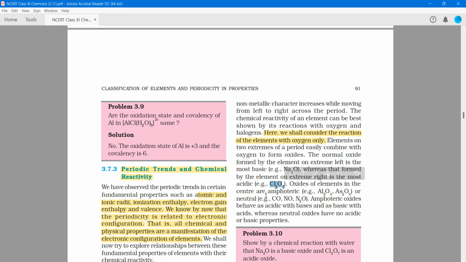You need to first decide on the basis of which is more electronegative, and according to that it will take the electron. So the more electronegative of the two will take up the electron. Oxides of elements in the center are amphoteric or neutral. Amphoteric oxides behave as acidic with bases and as basic with acids, whereas neutral oxides have no acidic or basic properties. Because they are metalloids, their oxides are both acidic and basic.